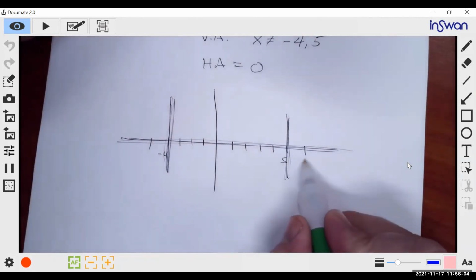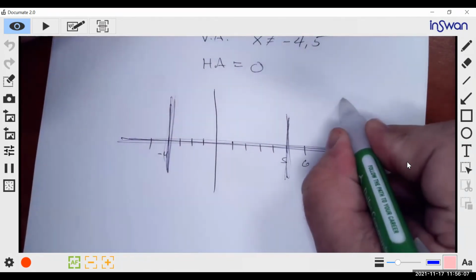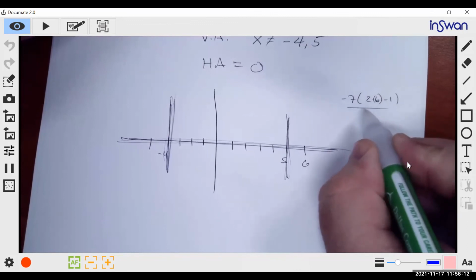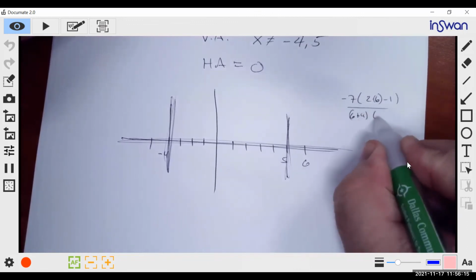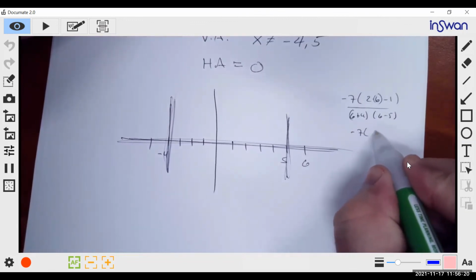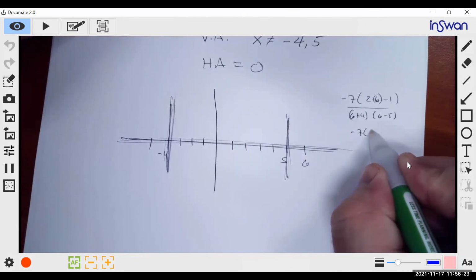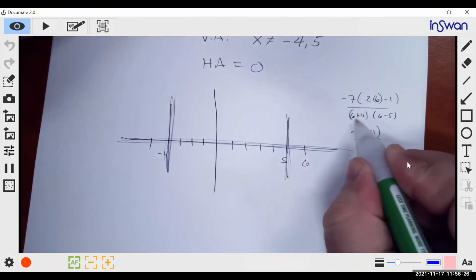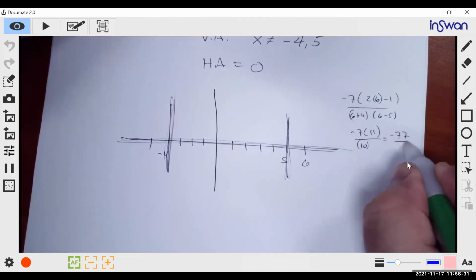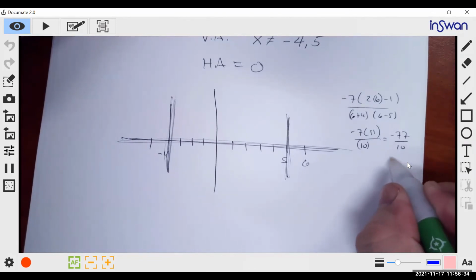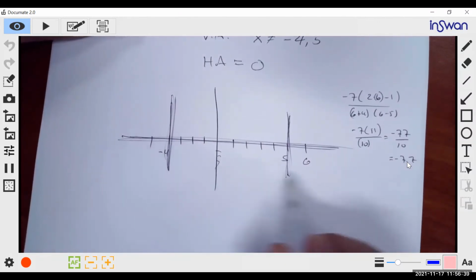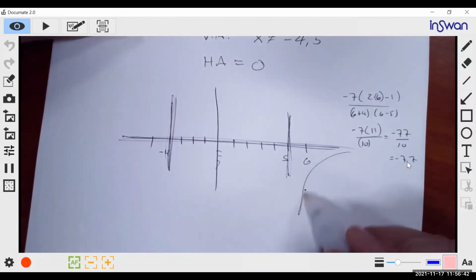So let's look at this. If I put in a 6, 2 times 6 minus 1, 6 plus 4, 6 minus 5. -7 times 12 minus 1 times 11. 10 times 1, -77 over 10. That's -7.7. So at 6, my graph is down here, so it looks like this.